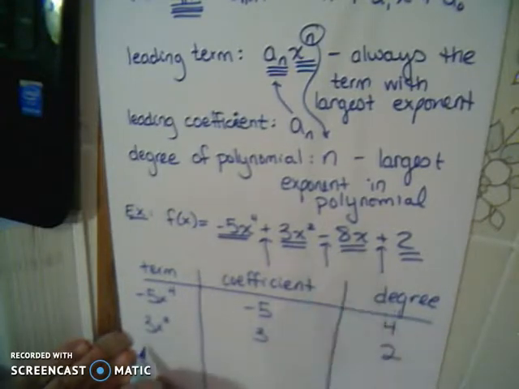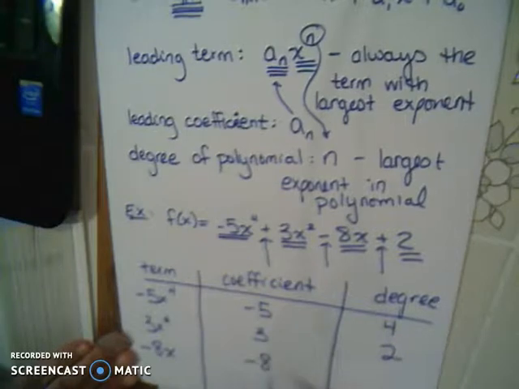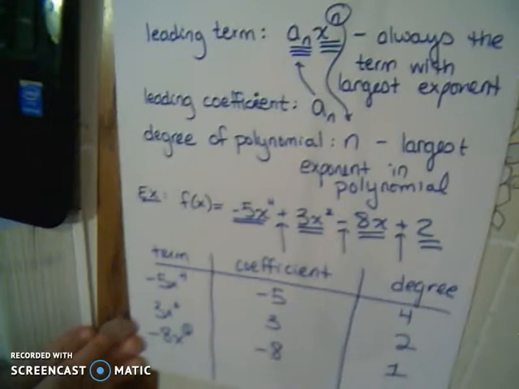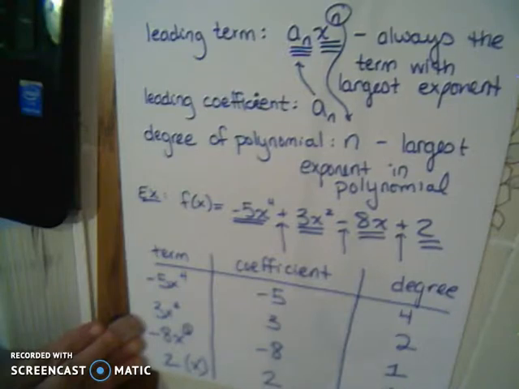The third term is negative 8x. That minus comes with it. So the coefficient is negative 8, and the degree, remember a minute ago we wrote this, is 1. When you don't see a power, you can always assume it's a 1. And the last term is just a 2. And again, we said we could write an x to the 0 next to it. That means we have a coefficient of 2 and a degree of 0.